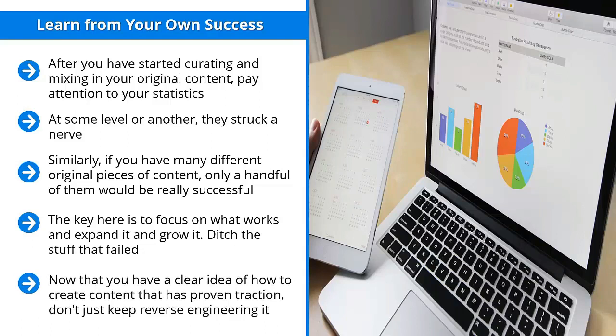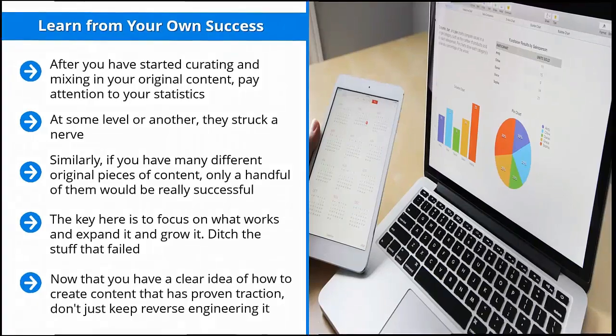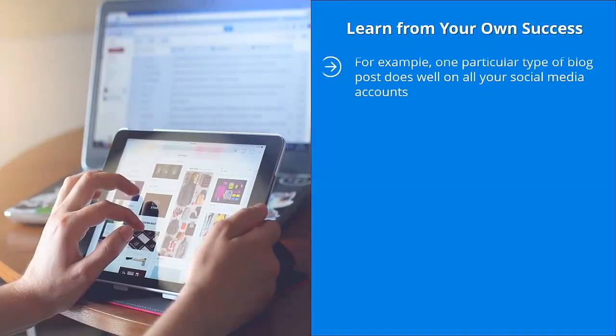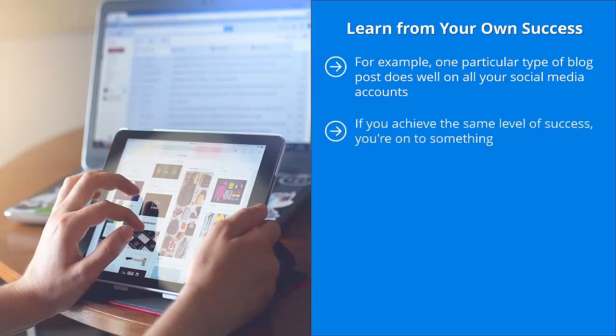While you need to continue doing that, you also have to do something else. Create derivative or cross-platform versions. For example, one particular type of blog post does well on all your social media accounts. Identify its themes, pay attention to its patterns, and come up with another blog post. See if that works. If you achieve the same level of success, you're onto something. This is not a fluke. This is not a one-time thing. You have struck on a theme that your audience members readily enjoy.